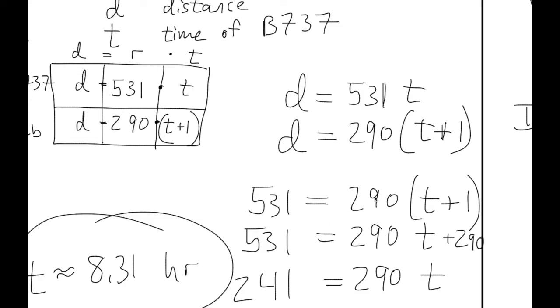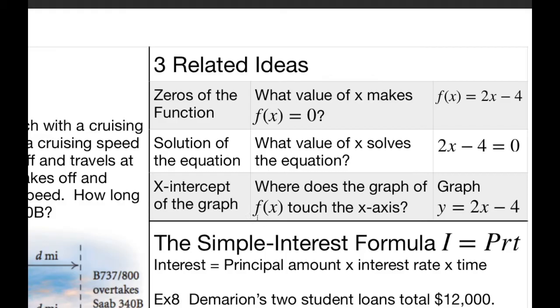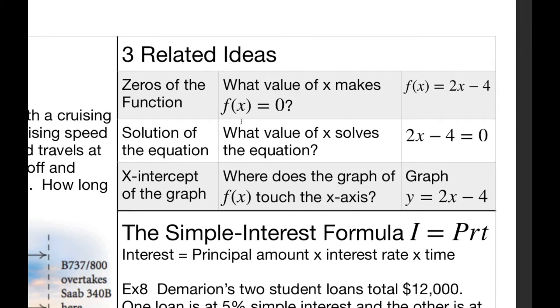531 equals 290 t plus 1. So there's three related ideas that I wanted to mention. And people often get these things confused because they're so related to each other that it's hard to even distinguish what the difference is. So let's say you had this expression 2x minus 4.